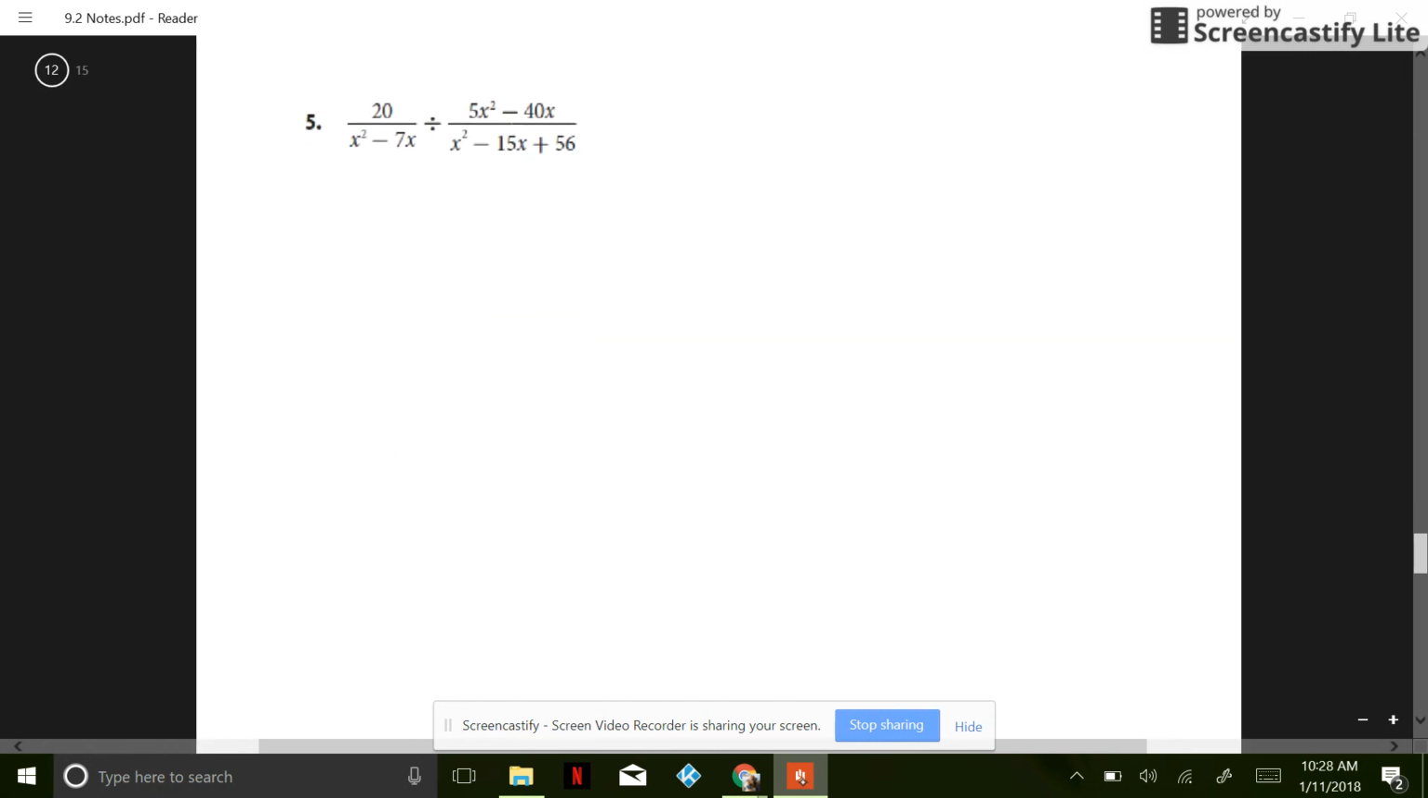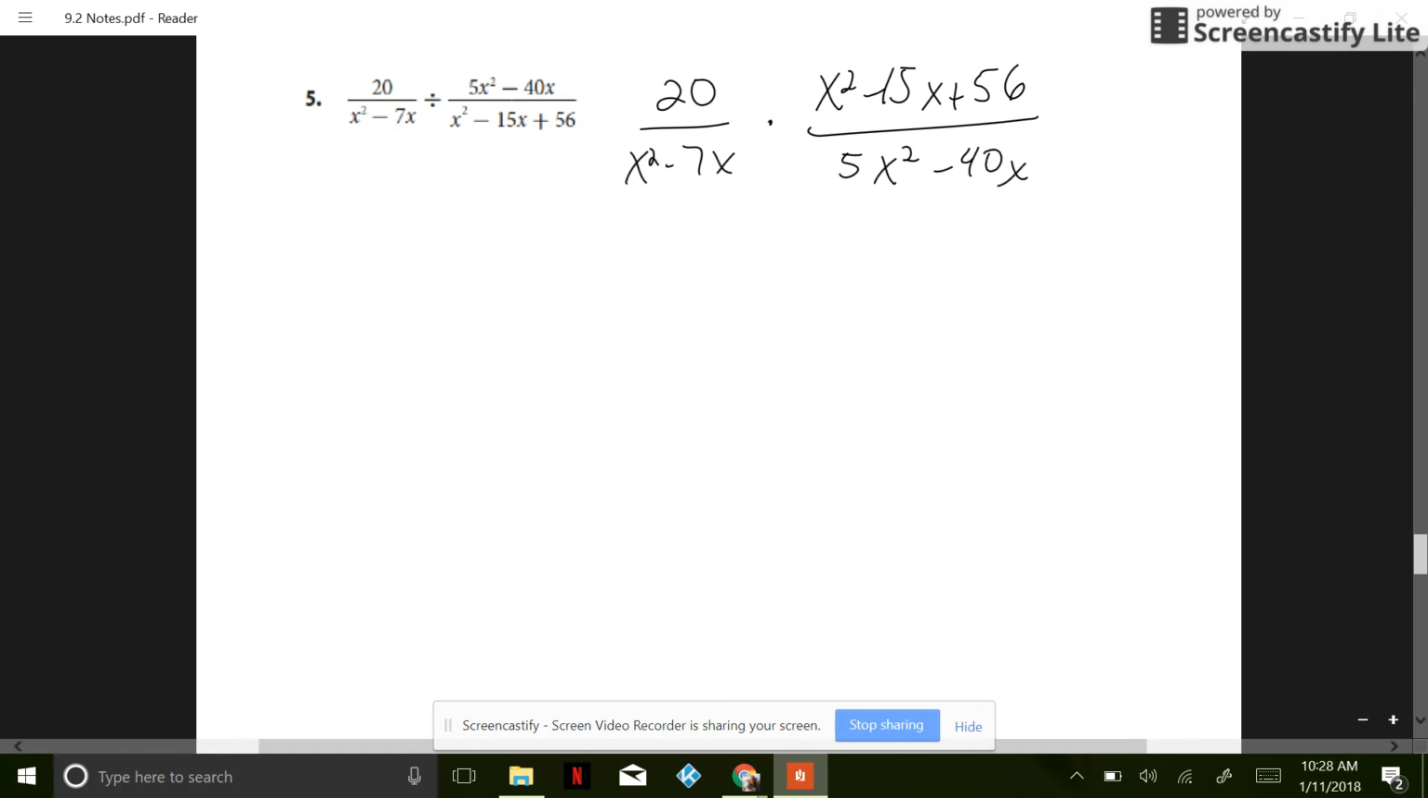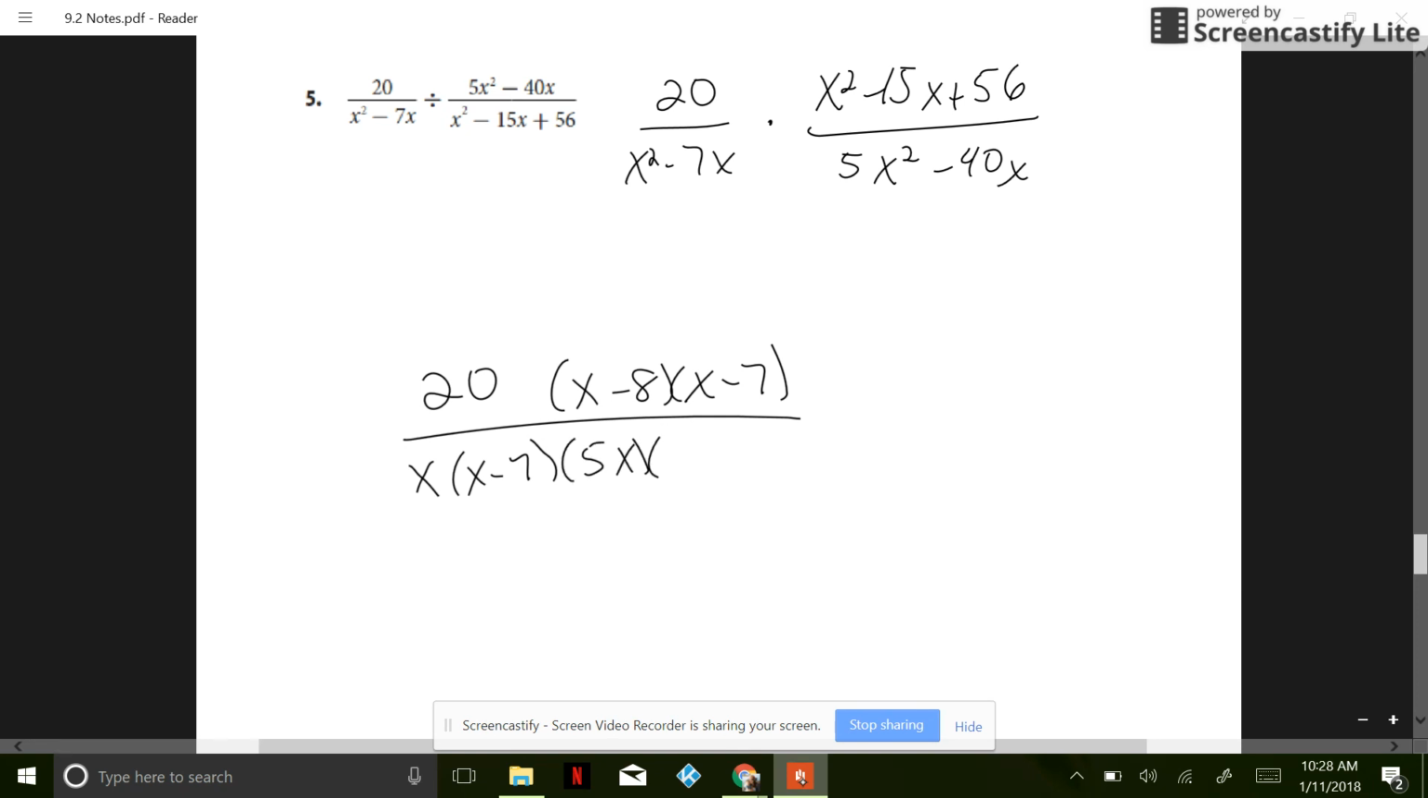So number 5 here, we're going to change this to a multiplication. So we're going to multiply by the reciprocal, x squared minus 15x plus 56 over 5x squared minus 40x. So now we factor as we multiply. So the 20 doesn't factor at all. X squared minus 15x plus 56 factors to x minus 8, x minus 7. X squared minus 7x we can factor out an x. We'll be left with x minus 7. And then the 5x squared minus 40x we can factor out a 5x. We're left with x minus 8.